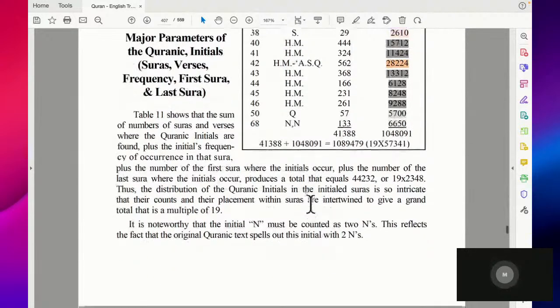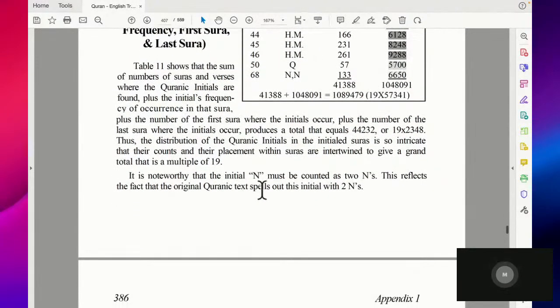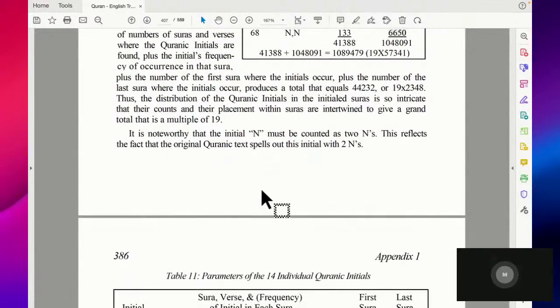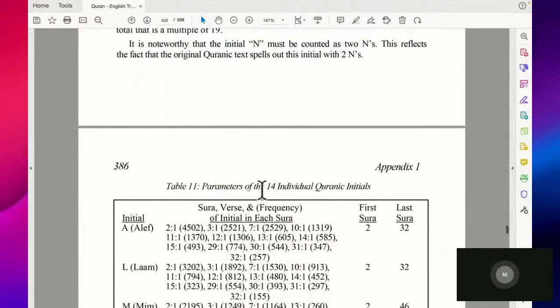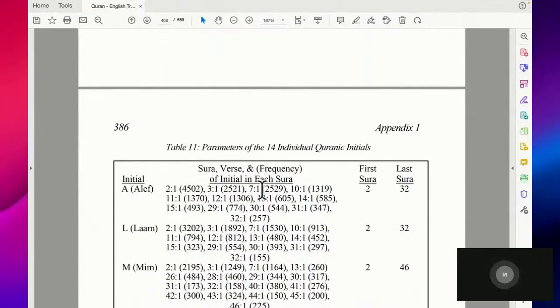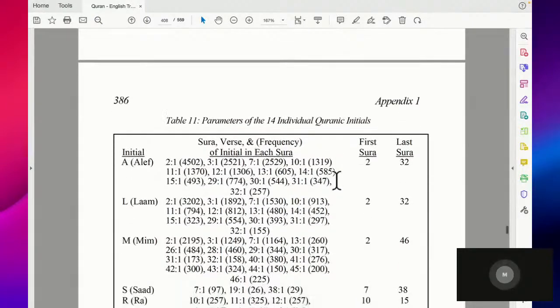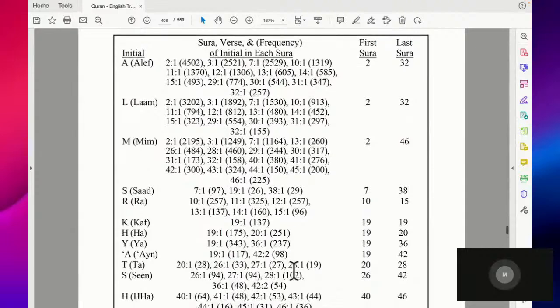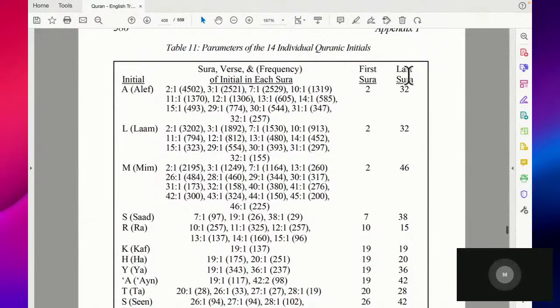All right, so let's break this paragraph and see what it really means. We can do this by looking at table 11, parameters of the 14 individual Quranic initials. So what does this table tell us if we want to understand it in detail? There are four columns here. If you look at the left one, you see the alphabets that participate in the initial surahs to create the initial letters of those surahs.